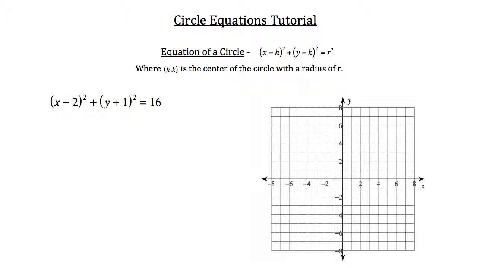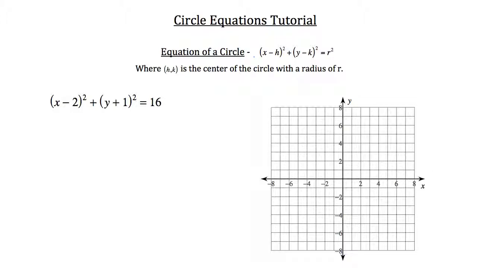So here's our practice problem. You can see the formula that we have on the left. Here's our equation for this particular circle that we're working with: the quantity (x - 2)² + (y + 1)² = 16. Now the first thing that we want to do is establish what our h and k values are.